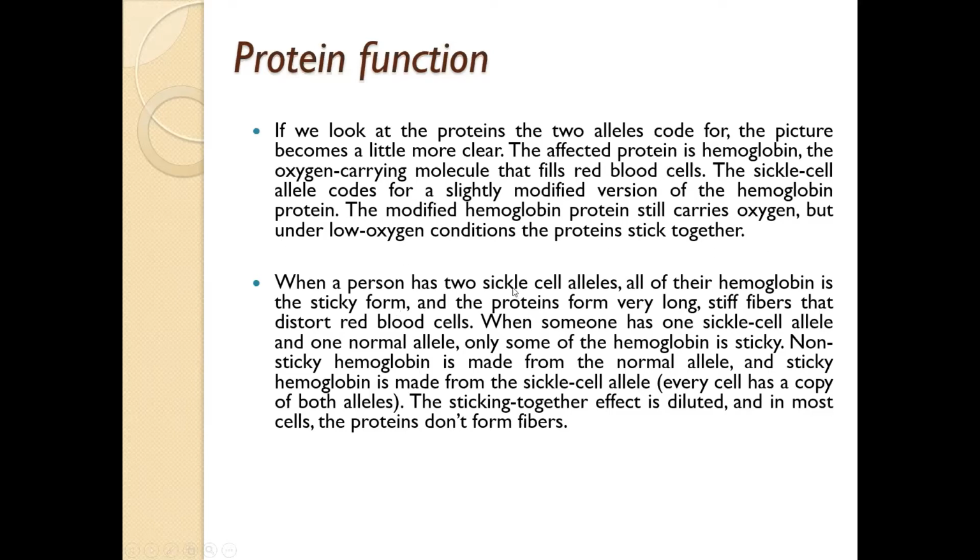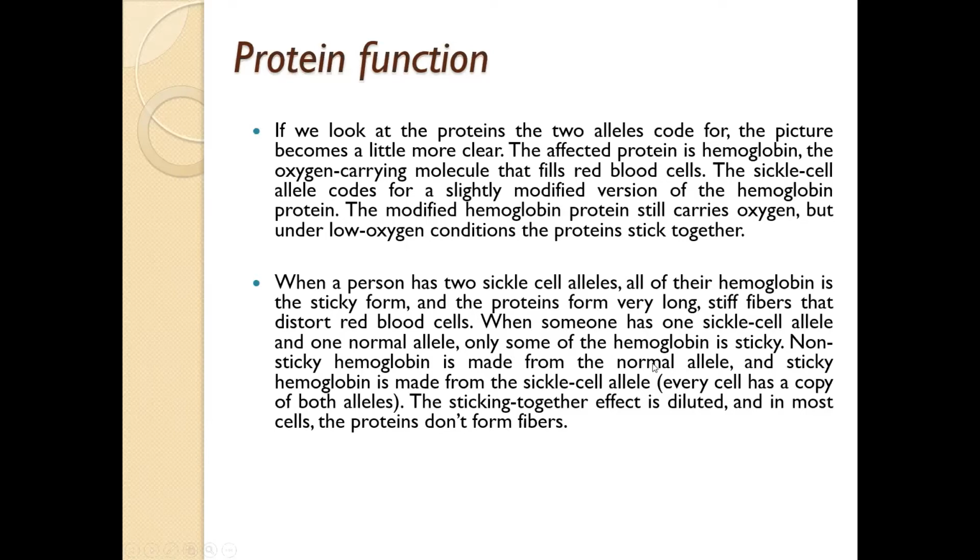When a person has two sickle cell alleles, all of their hemoglobin is in sticky form, and the proteins form very long, stiff fibers that distort red blood cells. When someone has one sickle cell allele and one normal allele, only some of the hemoglobin is sticky.